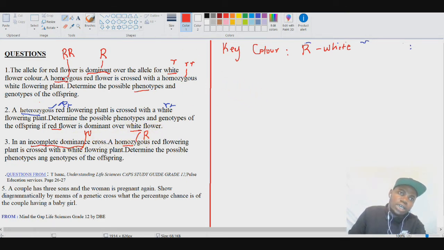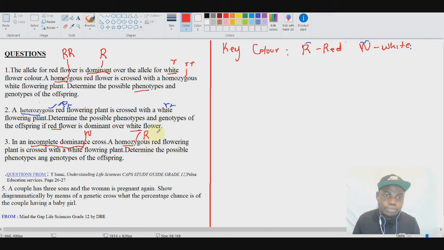Sorry, I said R is for red. The letters do not matter. You choose your own letters, but I choose my R and W because those letters are familiar to me. If you are familiar with A, B, C, you choose them, it's yours, as long as you indicate. So now R is representing red, and capital letter W is representing white. Now you have explained to the marker that is the case.